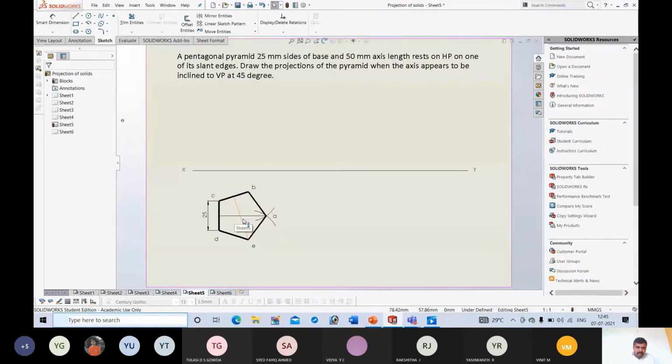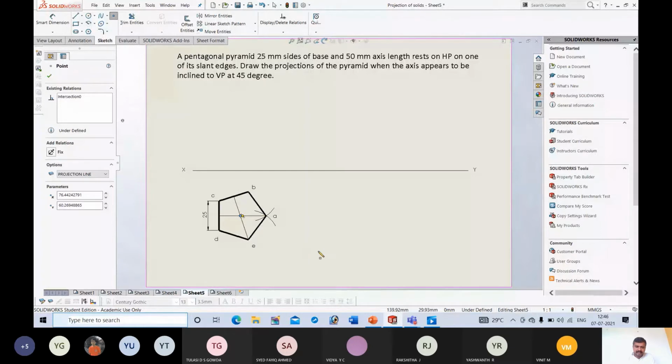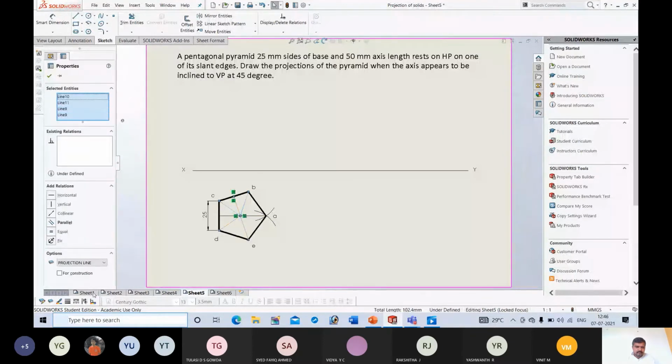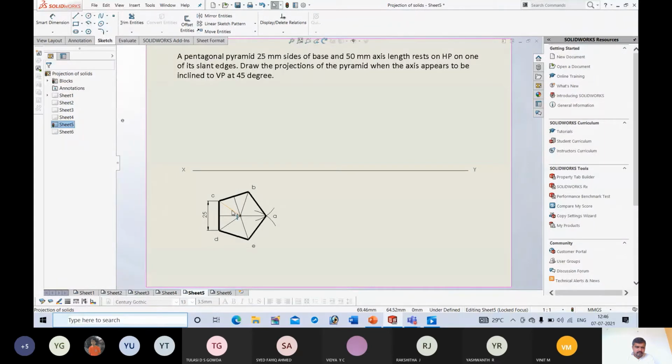The reason for locating the center is that we should represent the axis. Axis is the line connecting the center of the base and the apex. In order to represent the axis, and also all slant edges, we should get the apex. In top view, the apex will fall on the center of the base. So next, I will connect all corners to the center. Then I will erase the perpendicular bisectors.